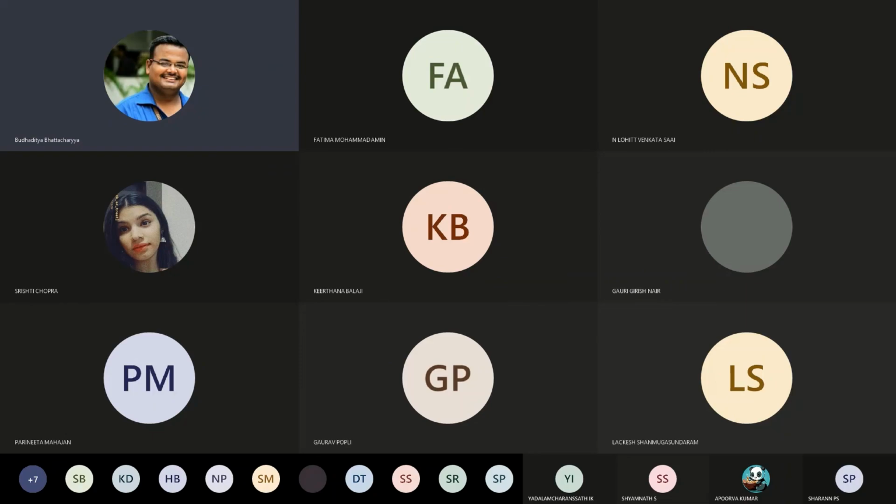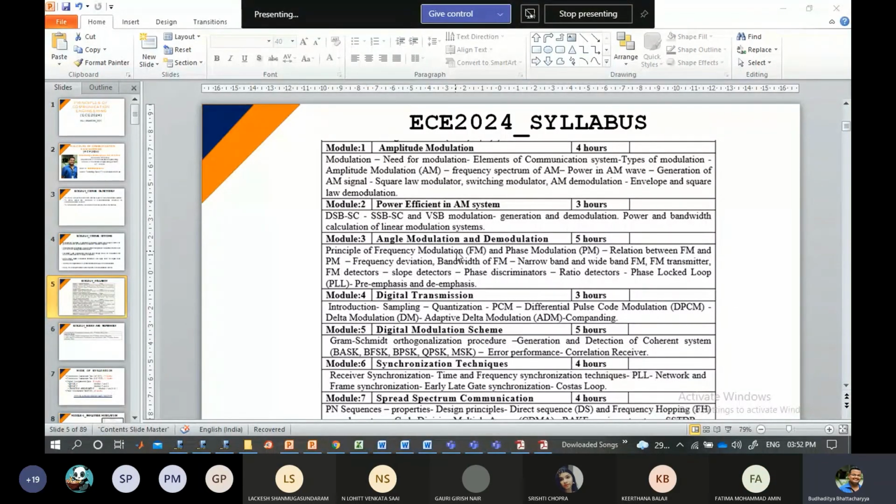Yeah, so this was the syllabus that we had already discussed a few times back. So already the first module and the second module, till today, are all done.